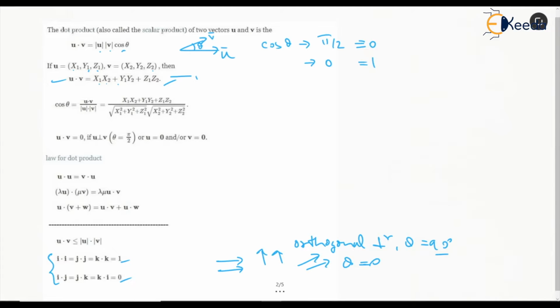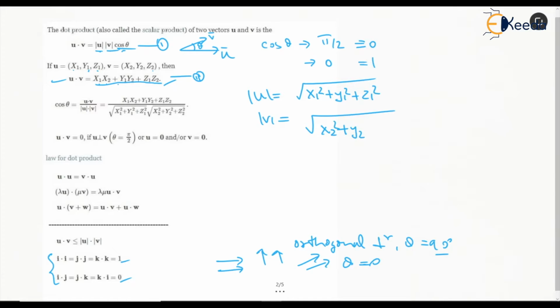So from this second equation and from this first equation, we can find the value of cos theta, which can be given as x1 x2 plus y1 y2 plus z1 z2 divided by magnitude of u and v. So once these components of u and v are known, the magnitudes of u and v are going to be under root of x1 square plus y1 square plus z1 square, and this one is going to be under root of x2 square plus y2 square plus z2 square. So this is why we have these two factors in the denominator.